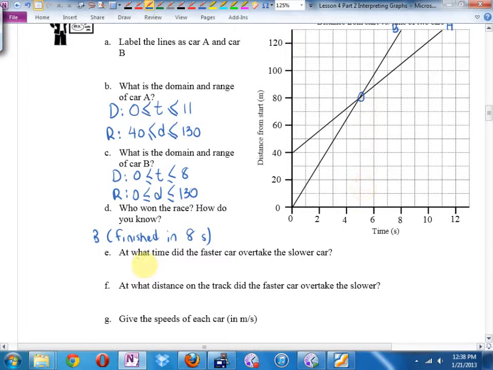5 seconds. T equals 5 seconds. At what distance on the track did the faster car overtake the slower car? 80 meters.